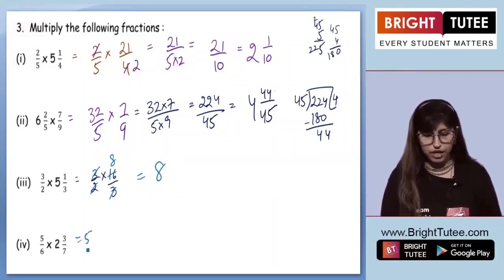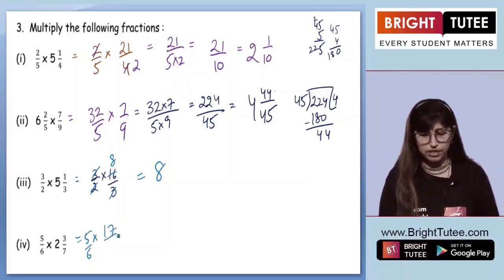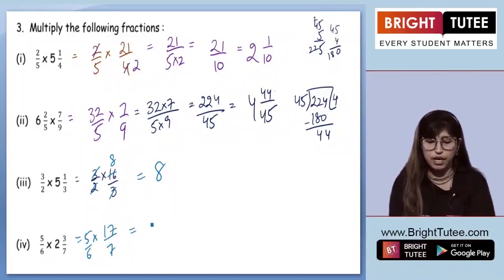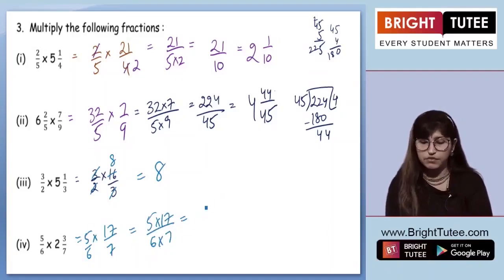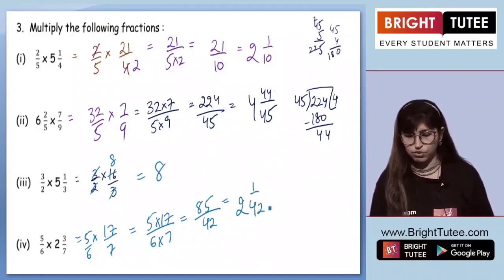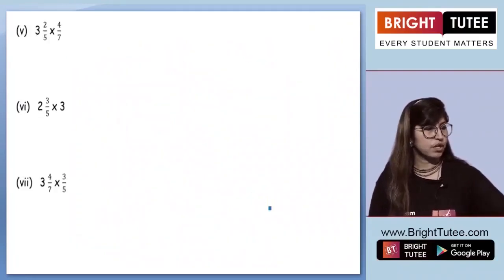Over here we have 5 by 6 and 7 to the 14 plus 3 is 17 by 7. We cannot cancel anything out. So we'll be multiplying or writing down the product of the numerator and the denominators as well. So 17 5s are 85, 6 7s are 42. We'll be solving it up. So we'll be getting 2, 1 by 42.